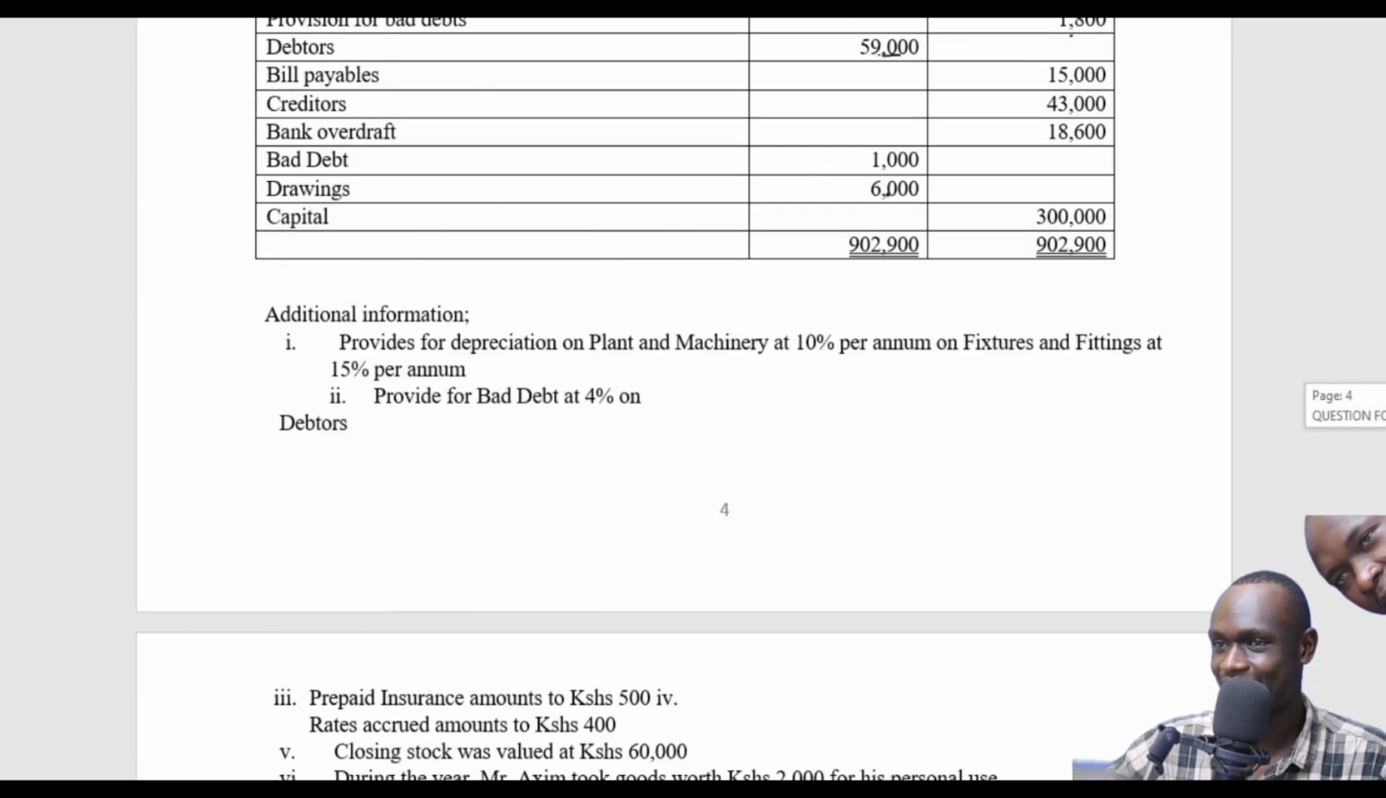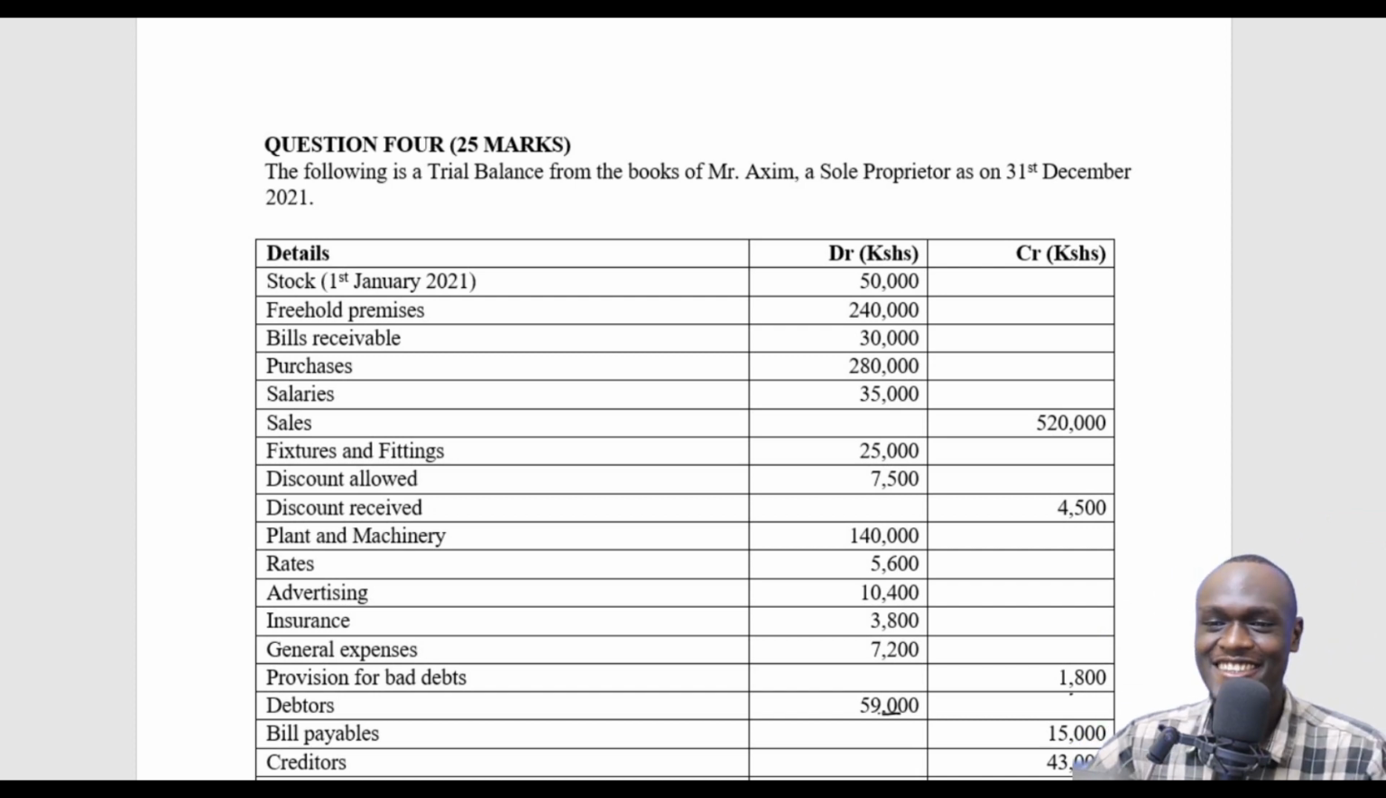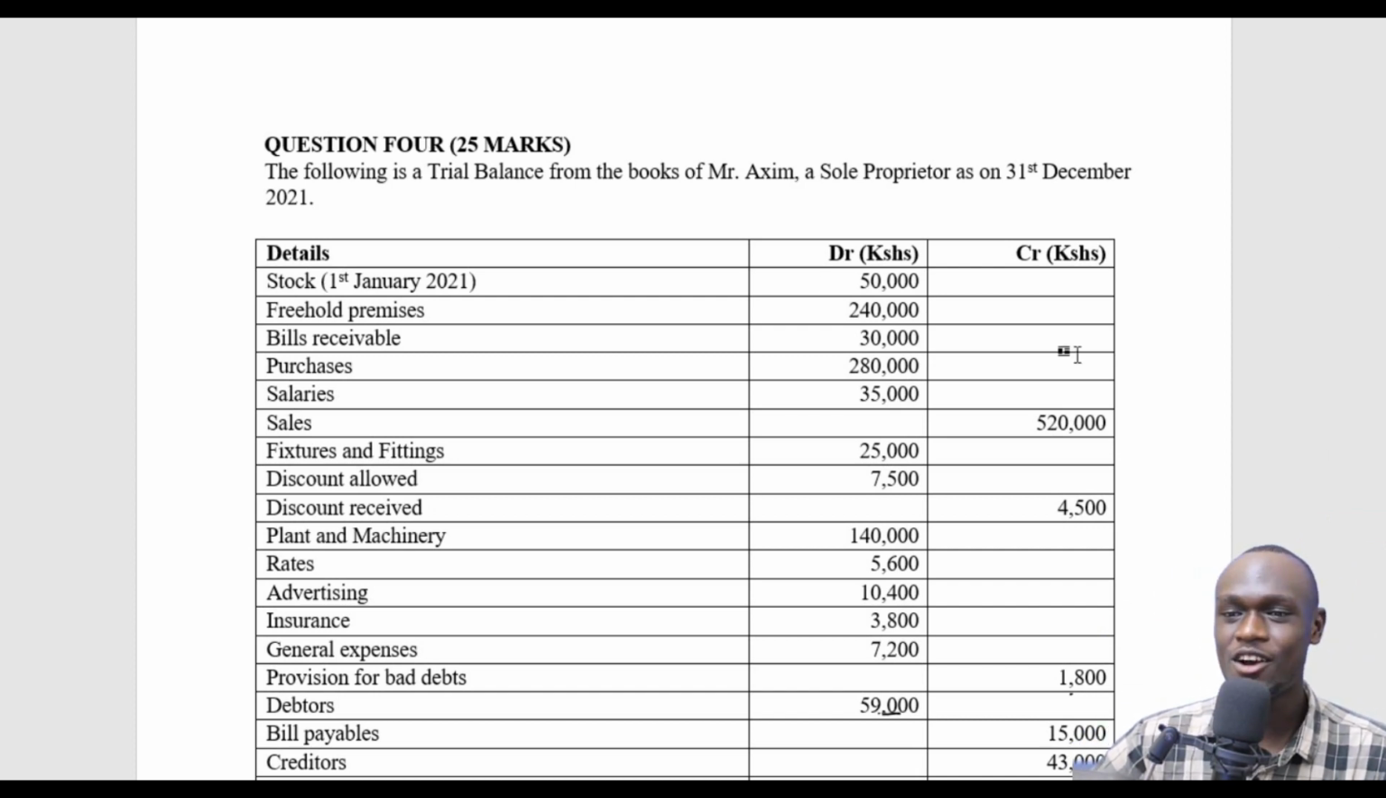So welcome class. This is yet another question from the anonymous university paper, and you can see it's question 4 with 25 marks. It's a question on sole proprietorship. This young man here is very good in it, so work with him. Okay, welcome. Let's tackle question 4.